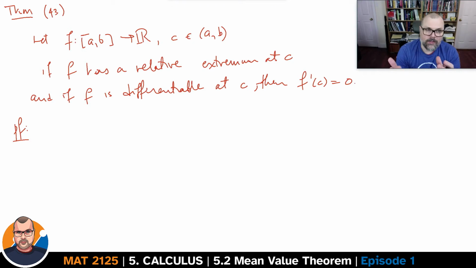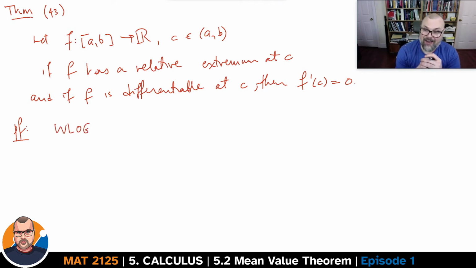So we know what the assumptions are. We have a function with a relative extremum at C, which is differentiable at C, and we want to show that the derivative at C is equal to 0. I'm going to do the proof here, assuming that the relative extremum is in fact a relative maximum, but it would be a good idea for you to see if you can recreate the proof if you assume that instead the function f has a relative minimum.